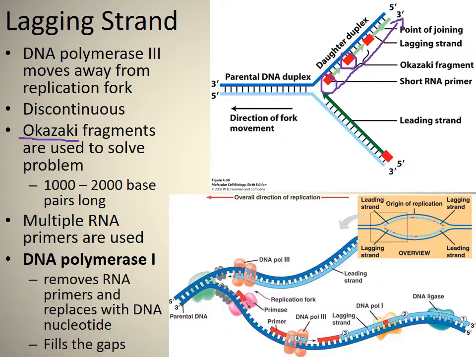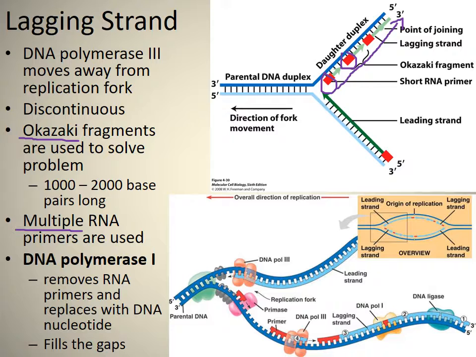Multiple RNA primers are used here. On the leading strand we only saw one primer. On the lagging strand we actually see multiple primers being used. So we have multiple spots for DNA polymerase to attach to start synthesizing that strand.